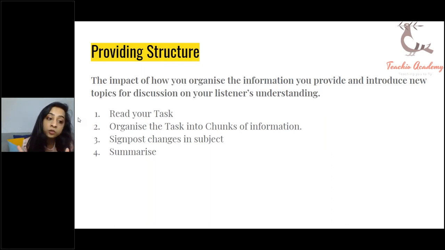So when you make the notes for your task, you can try and put in 1, 2, 3, 4. So first, you put in your notes for the first part. 2, I'll put in my notes for the second part. 3, I'll put in my notes for the fourth part. So that's how I organize my mind.